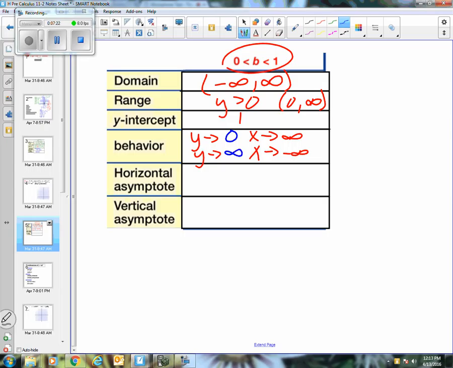So we have that same idea. Instead of being the negative x-axis then for the asymptote, it would be the positive x-axis. And again, there is no vertical asymptote. We don't have any breaks in the graph.